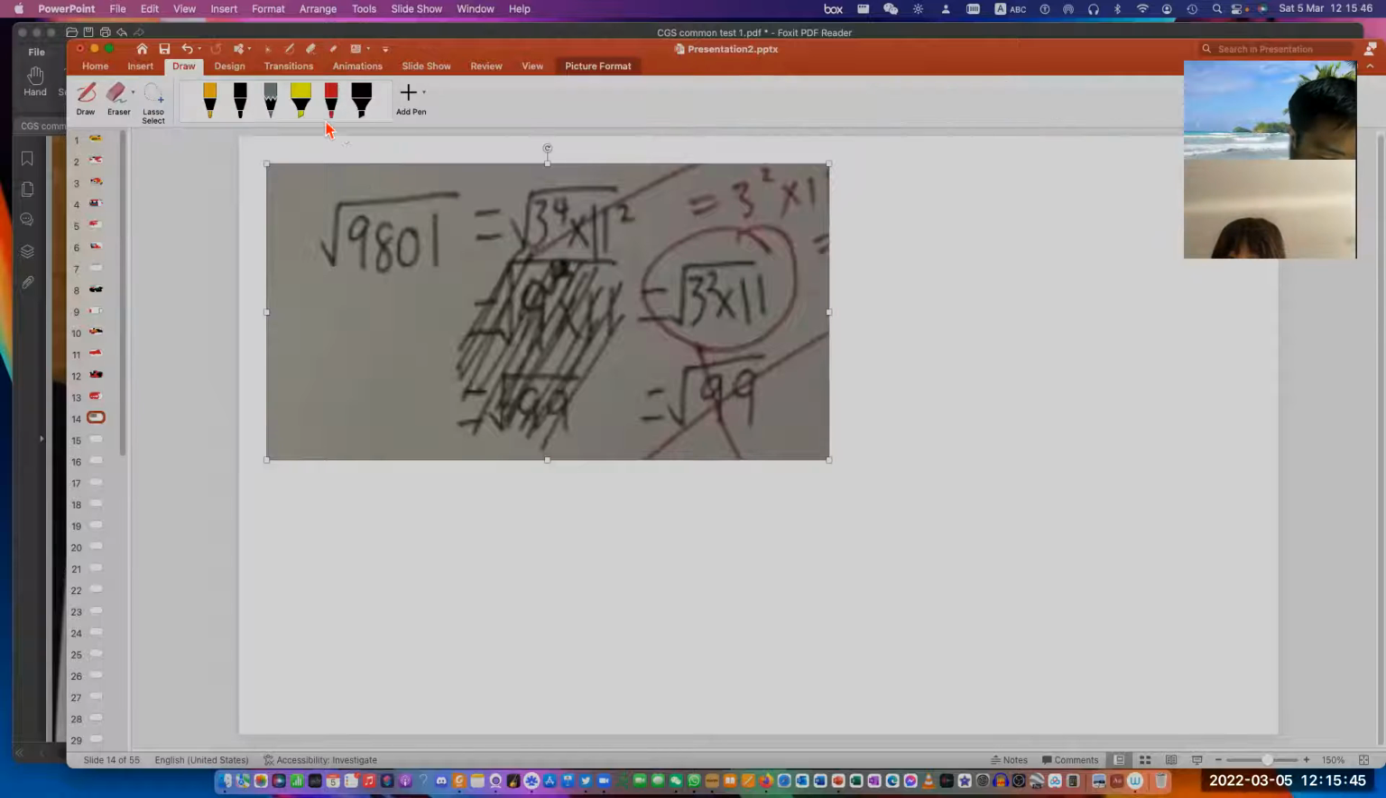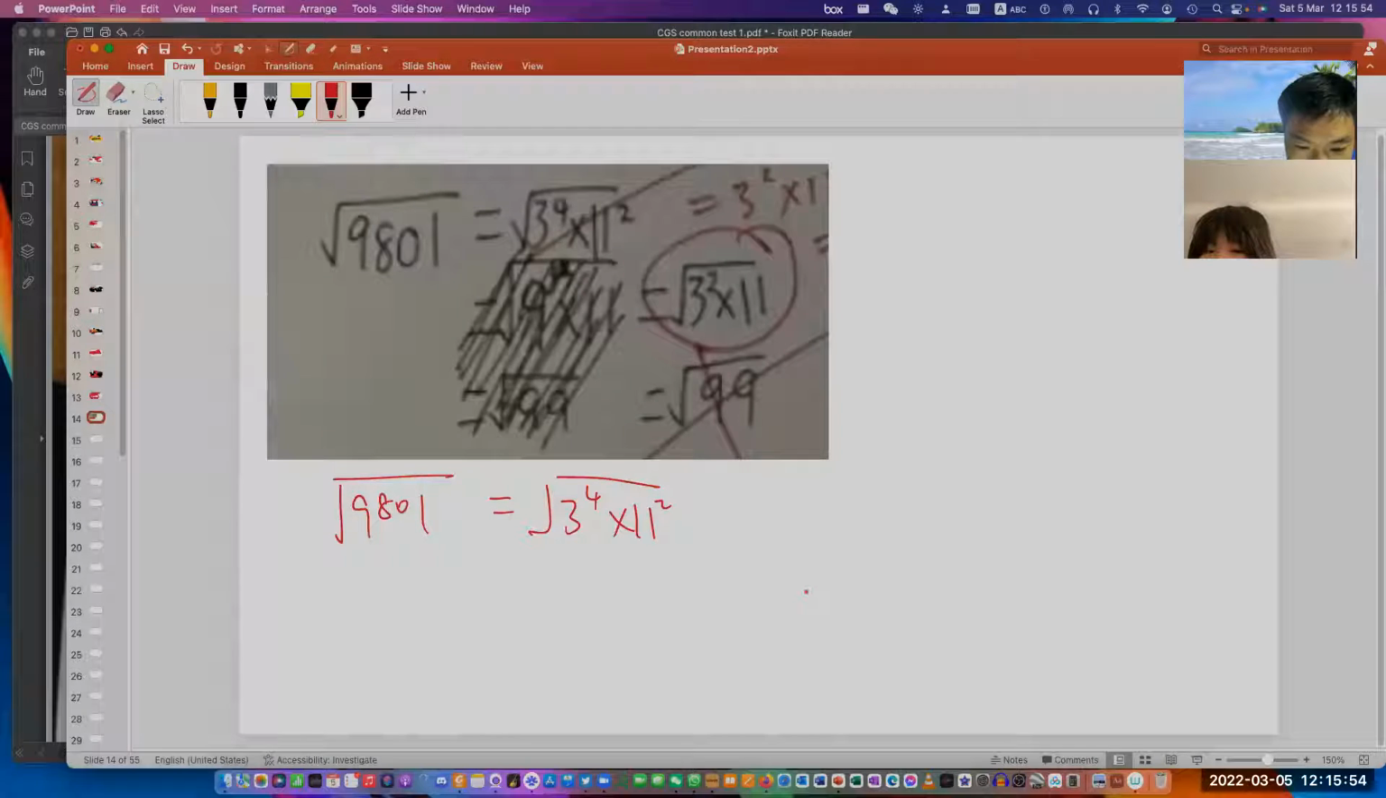All right, let's look at this together. So you have put the square root of 9801 and then you put the square root of the prime factorization, which is correct. So what's the next step? Okay, don't look at your answer. What is your next step? If you are going to do it now, what's the next step?